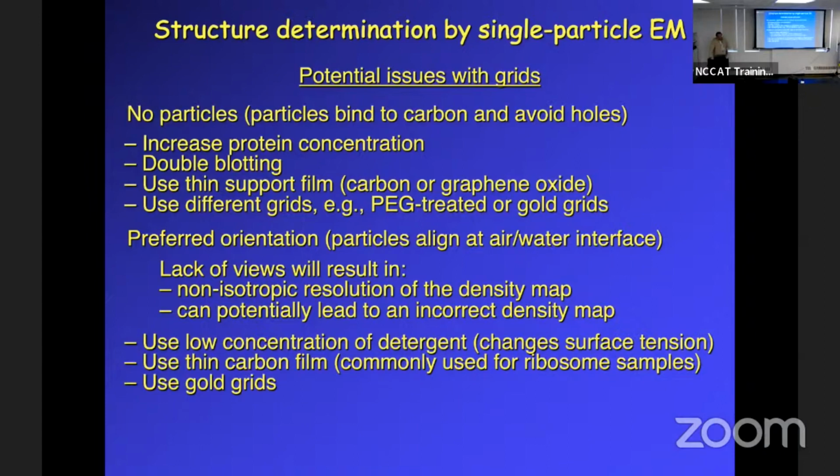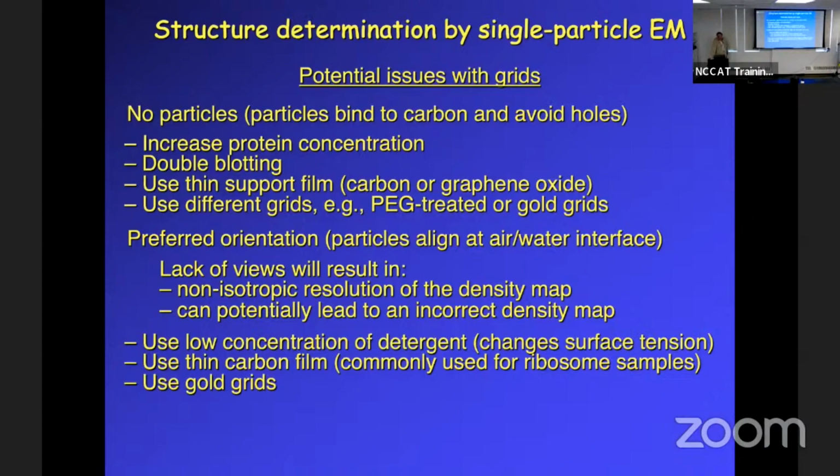You can use carbon films or graphene oxide layers. This is commonly done for ribosomes. It helps you get some alignment on the carbon film, but the alignment effect of the carbon film is much less than the aligning effect of the air-water interface. And then for some reason that Rich just explained to me, you can use gold grids. I never quite understood why gold grids would change the orientation, but they do. That is actually something that does work sometimes.